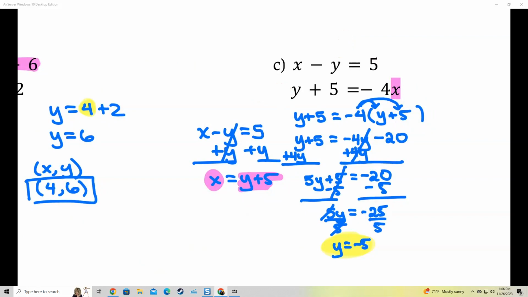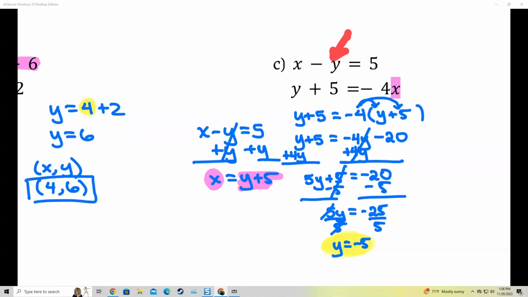I'm going to go ahead and substitute it into that first one. When you do that, I'm going to write x minus, and here's my y. What am I going to write instead of y? I get to write -5. So in parentheses, I'm going to write -5, just because there's something in front of it, is equal to 5.